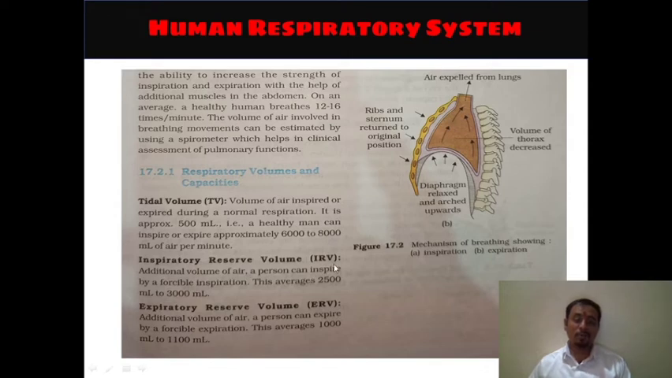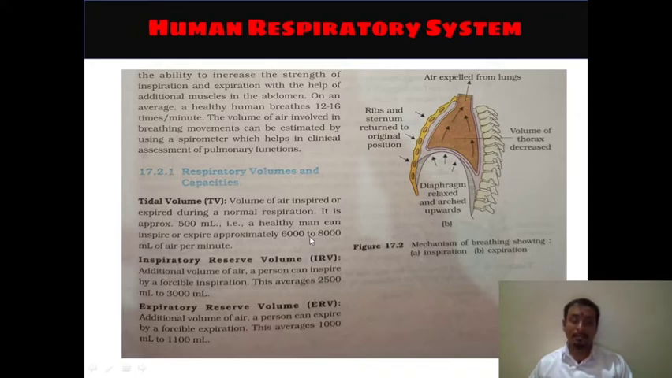Inspiratory reserve volume. What is IRV? It is the additional volume of air a person can inspire by forcible inspiration. If you breathe normally, that is tidal volume. But if you are breathing forcibly, that much amount of inhaled or exhaled air is known as IRV, inspiratory reserve volume. It is the additional volume of air a person can inspire by a forcible inspiration. This averages approximately 2500 ml to 3000 ml.